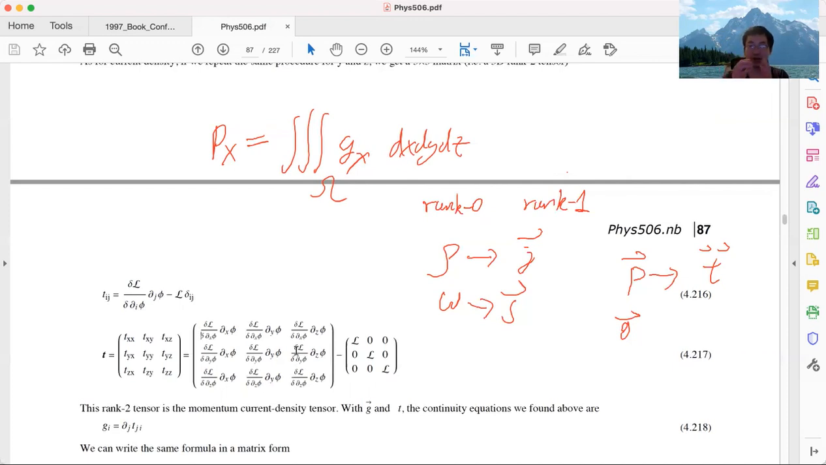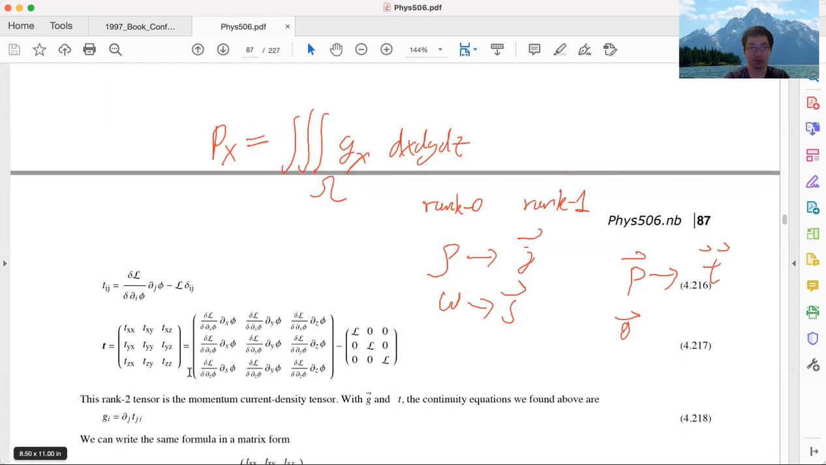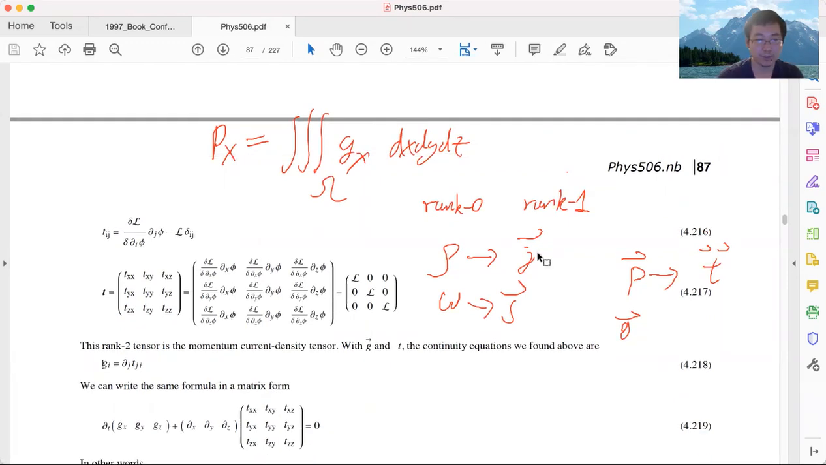Momentum is already a rank 1 tensor. So the current should go one rank higher, so it's a rank 2 tensor. The current density of momentum is not a vector. It's actually a 3 by 3 matrix. It's a rank 2 tensor. With this vector momentum density G and the tensor momentum current density T, we can write down the continuity equation in this way.